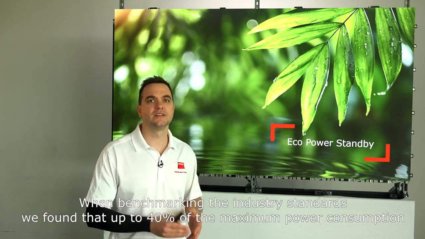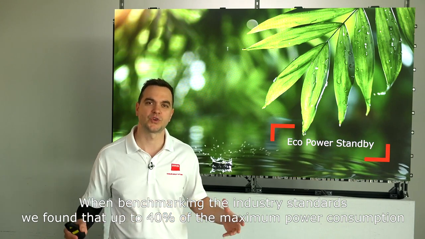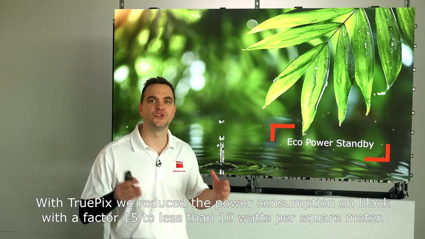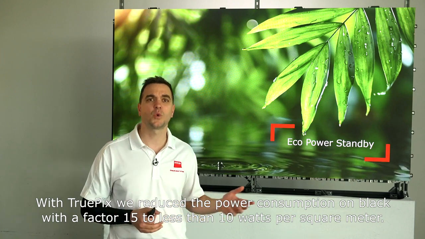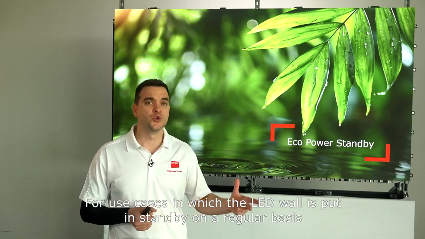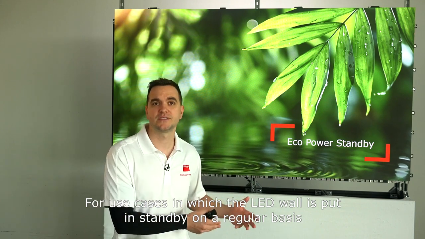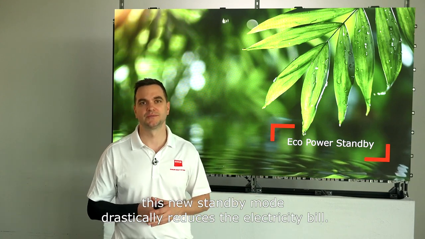When benchmarking the industry standards, we found that up to 40% of the maximum power consumption is still used in standby mode. With TruePix, we reduced the power consumption on black with a factor 15 to less than 10 watts per square meter. For use cases in which the LED wall is put in standby on a regular basis, the new standby mode drastically reduces the electricity bill.